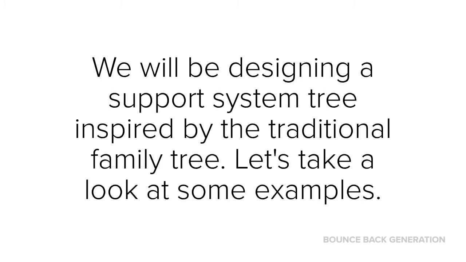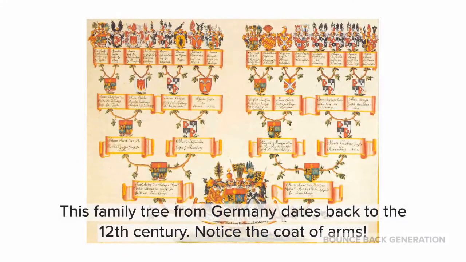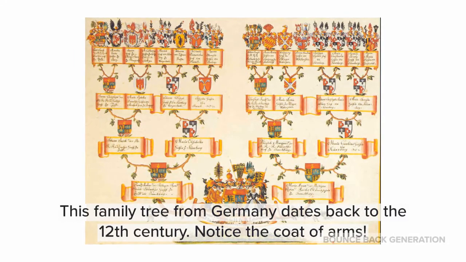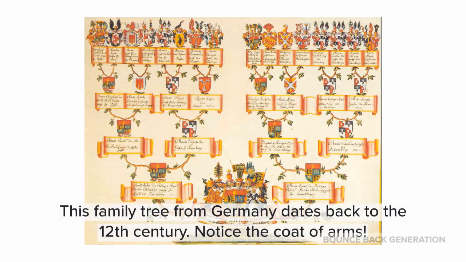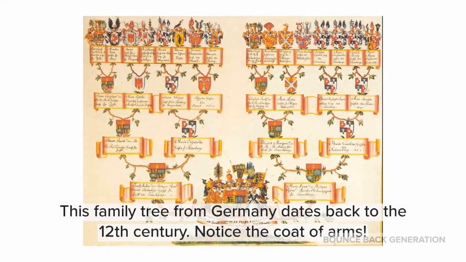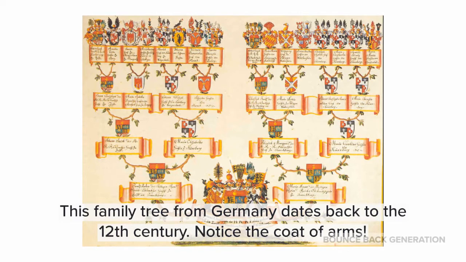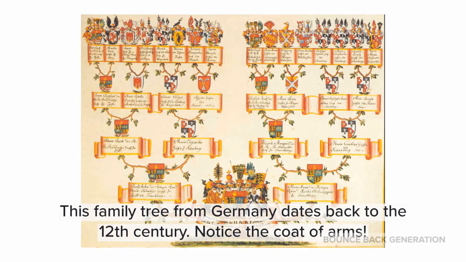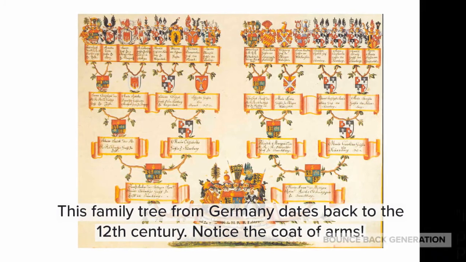Let's take a look at some examples. This family tree is from Swabia before it became modern Germany, and it dates back to the medieval era, around the time of the 12th century. Notice the coat of arms. We made our heraldry symbols a few weeks back.